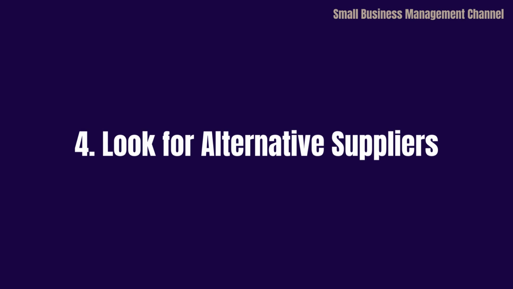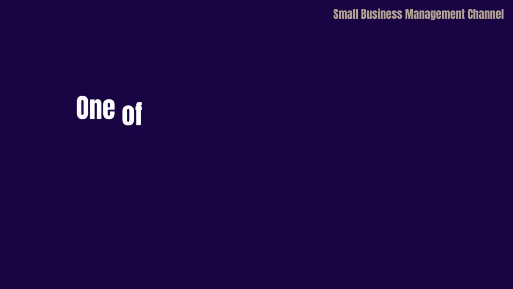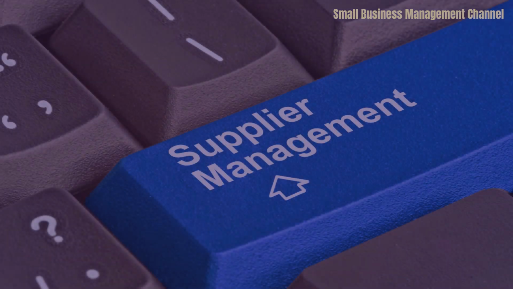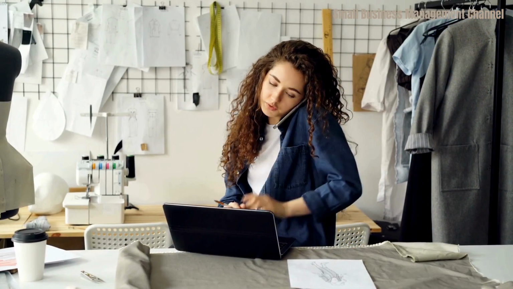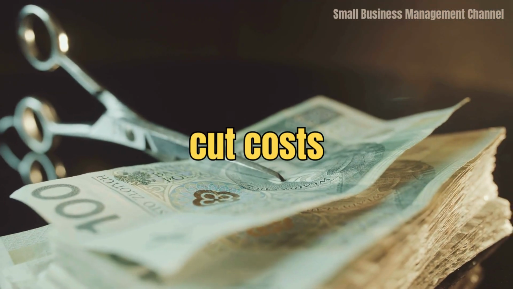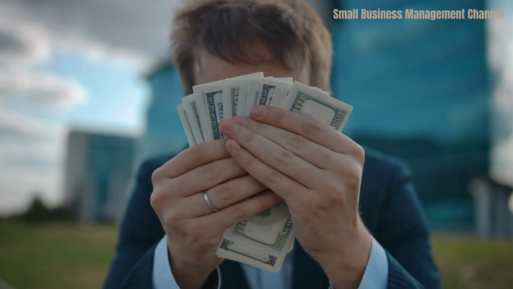Number 4. Look for alternative suppliers. One of the best cost management strategies is to renegotiate for better terms with your suppliers. If you have good relationships with your suppliers, they might be willing to offer you lower prices. This lets you cut costs and in turn make higher profits.